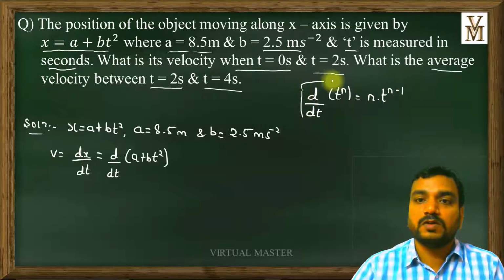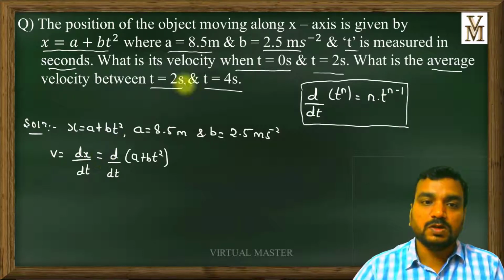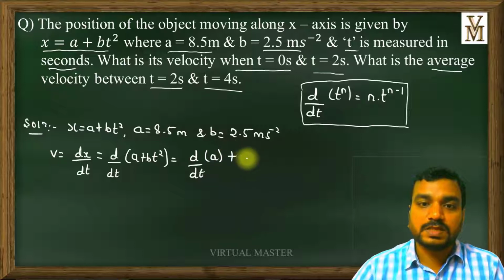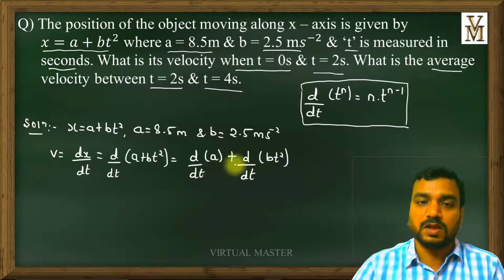This formula we have discussed while solving the previous question, isn't it? Now let us use the same formula here also. The first step is differentiation of a with respect to t plus differentiation of bt square with respect to t. Okay, this step you can avoid. For the sake of explanation I am writing one more step, that's all.